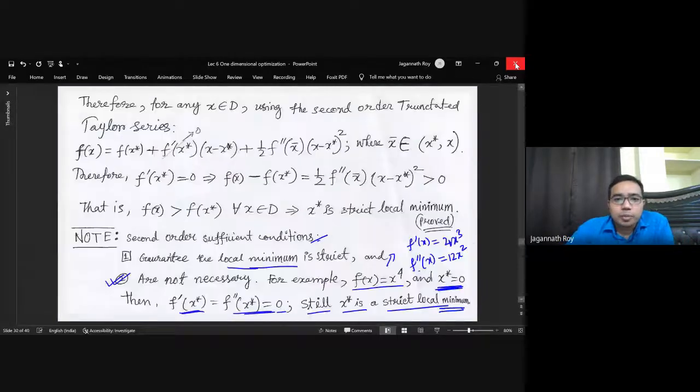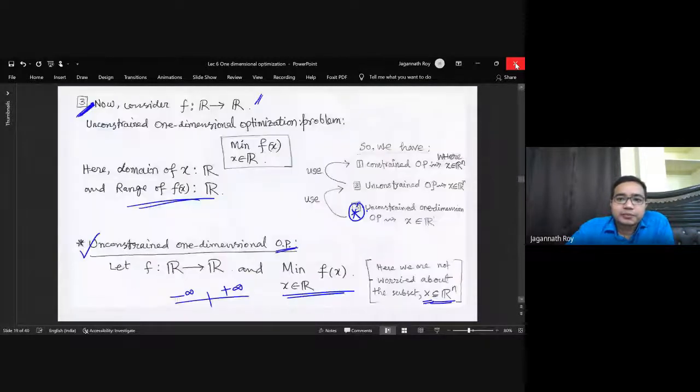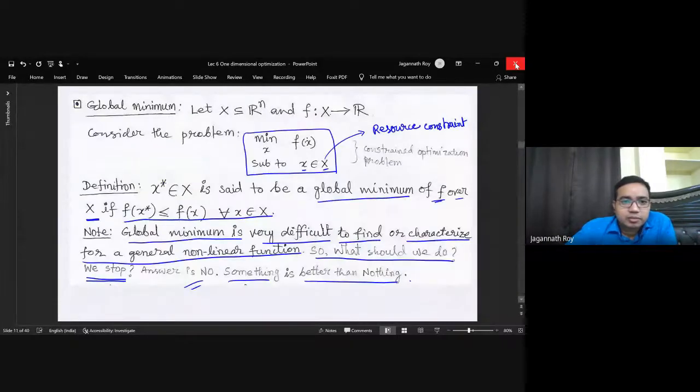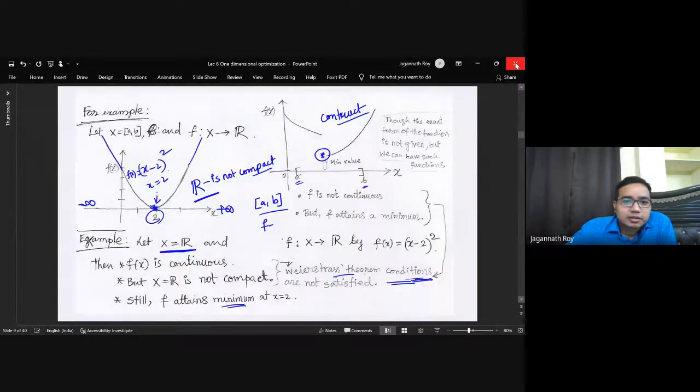See, the compact set, this theorem where I have mentioned, yeah, here. These are necessary conditions. Compactness is a necessary condition. See here, X is not compact because it is not bounded.